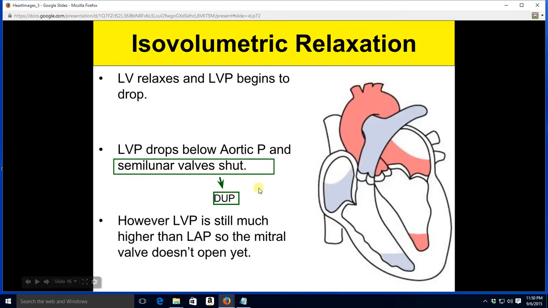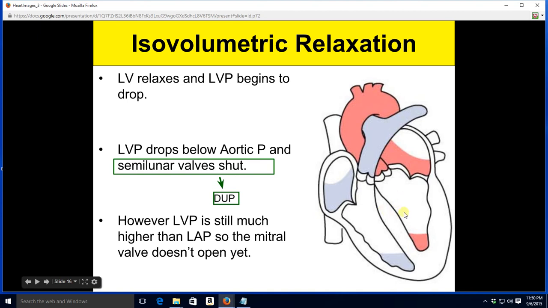Last phase: isovolumetric relaxation. The ventricle is now done contracting and starts relaxing. Pressure in here starts to drop. Almost immediately, pressure in the left ventricle drops below pressure up here in the aorta. When this happens, blood tries to backflow, but boom, the semilunar valve shuts. That creates the second heart sound, the dup sound.